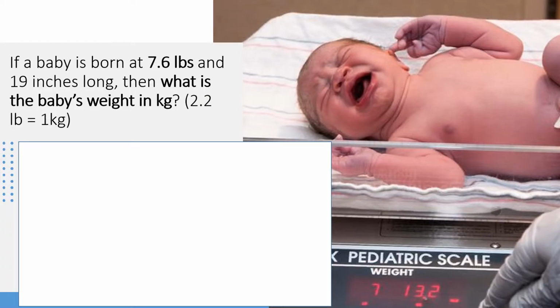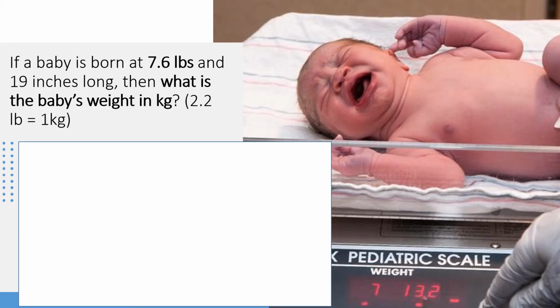So if a baby is born at 7.6 pounds and 19 inches long, then what is the baby's weight in kilograms? Notice how I bolded the 7.6 and weight in kilograms, because the 19 inches long is just part of, when a baby is born, what do they do, right? They always give the weight and the length, etc. So we're just going to focus mainly on the pounds and converting that to kilograms.